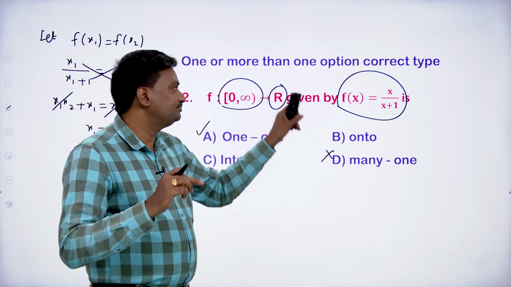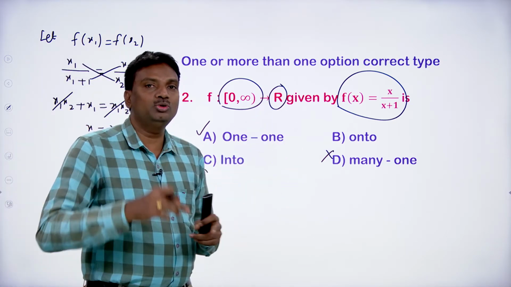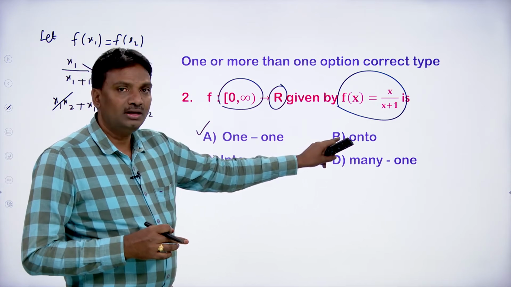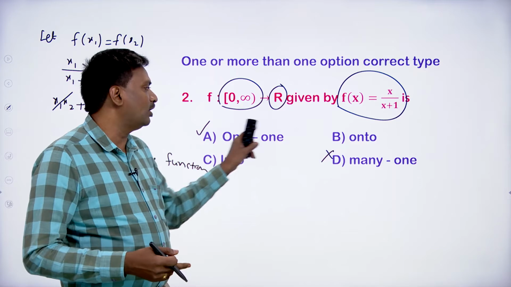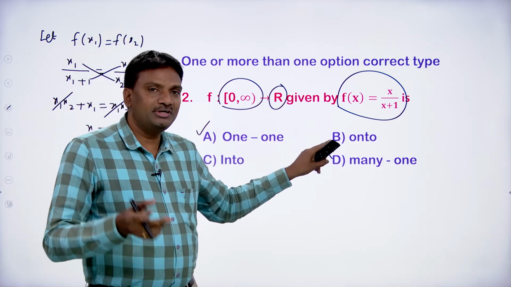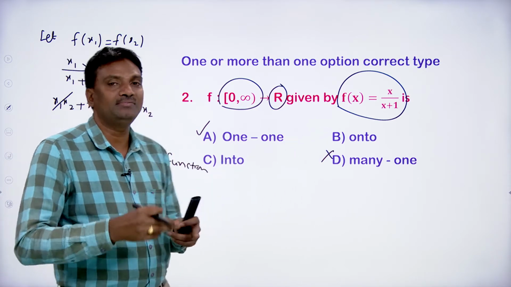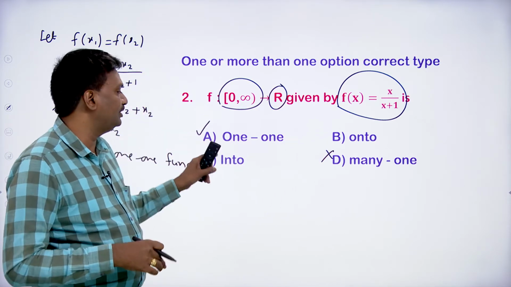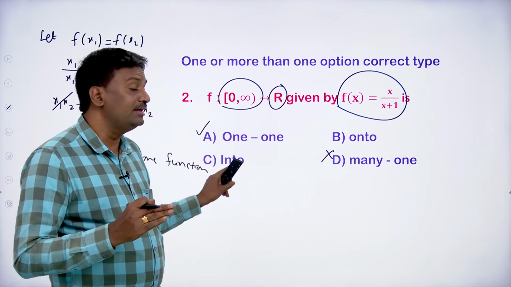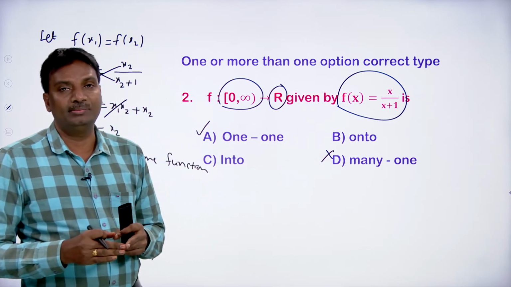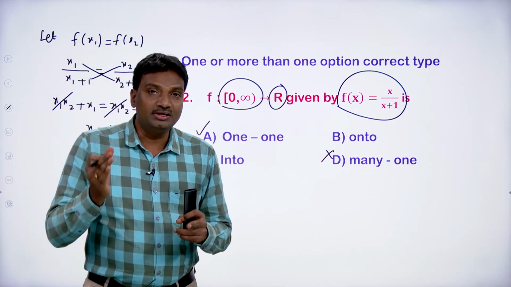Next we have to check whether f of x is onto function or not. The remaining two options are B onto and C into. If the function is onto, then options A and B are correct. If the function is not onto, then we can say that it is an into function, and in this case A and C are correct. So for the given problem, options A, B may be correct or A, C may be correct. Option D is eliminated.